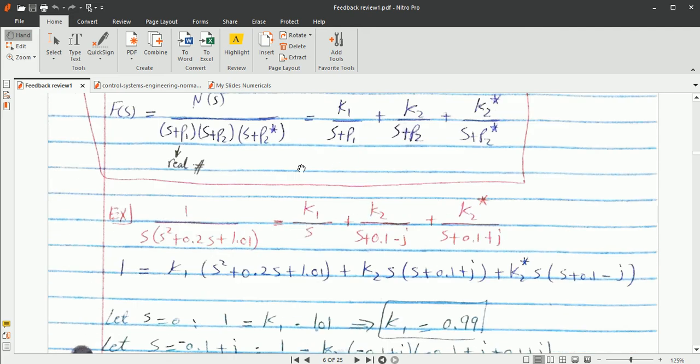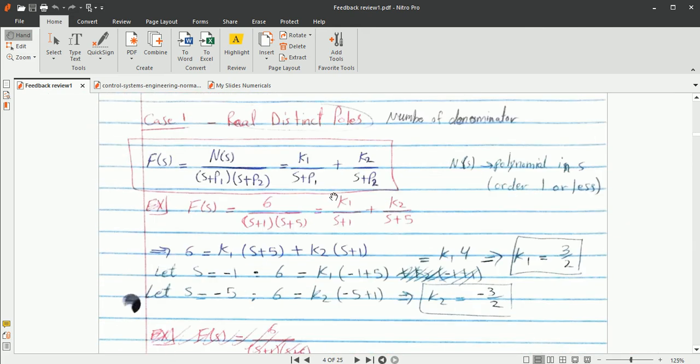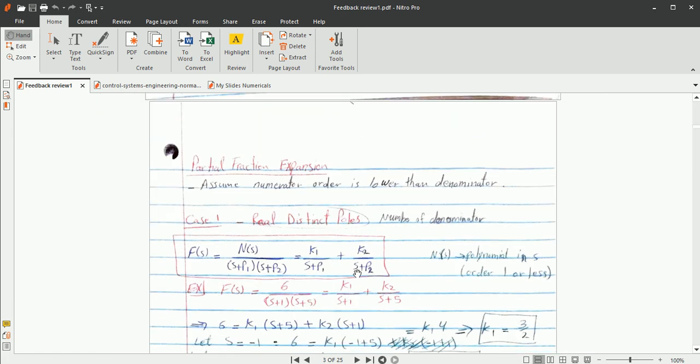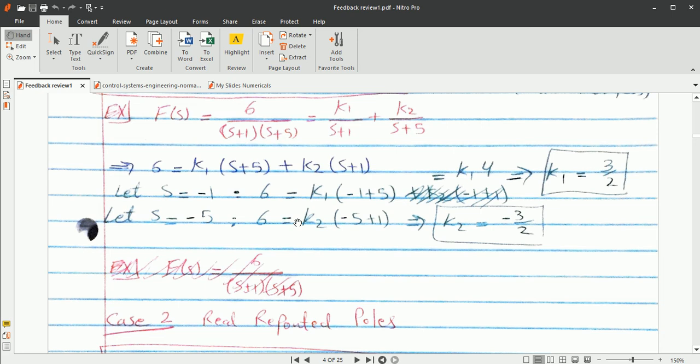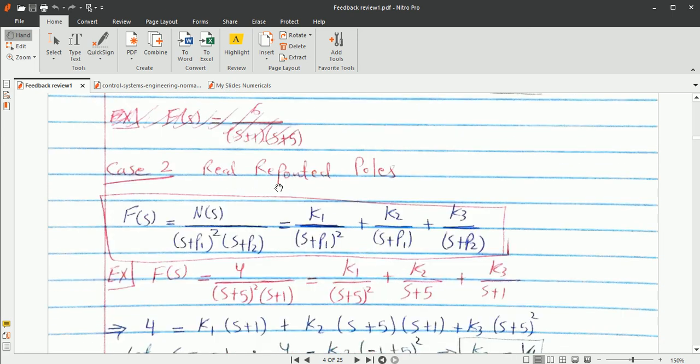Okay. So case 1, case 2. Is case 1 clear to you now? Okay. Now I come to case 2, which is repeated poles. For example, s plus p1 square into s plus p2, like s plus 1 whole square. Two poles at the same location. So how will you make its partial fraction? You write k1 over s plus p1 square plus k2 over s plus p1, again p1 just power 1, here power 2, plus k3 over s plus p2.